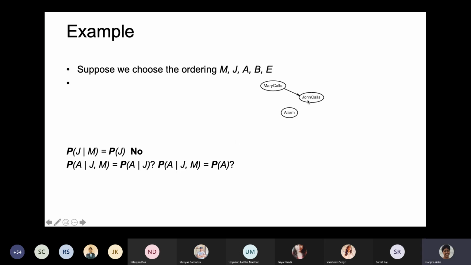So that means there will be only one line from John calls to the alarm, only one arrow. Okay.